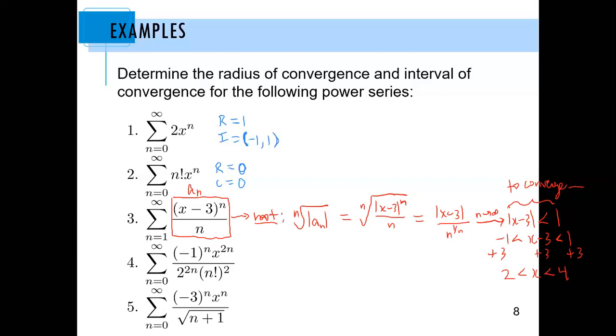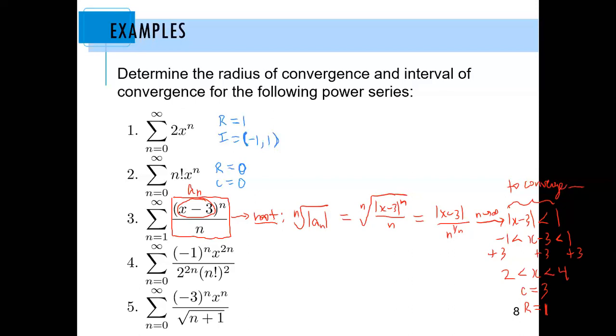So where's the center? Think about it. What's the center of this interval? 3. But you kind of knew that already, didn't you? Because this was in the form x minus 3, yes? And what is the radius? How far out are we going away from 3? 1. Okay, the radius is 1.